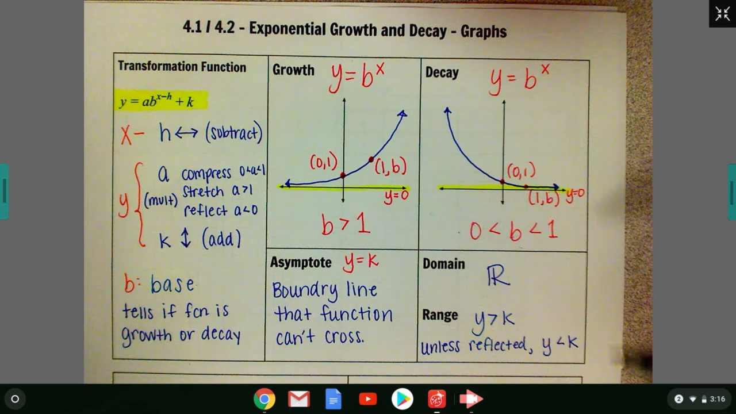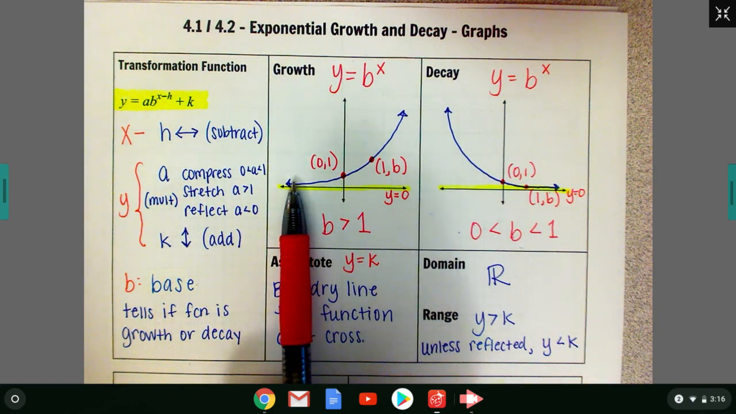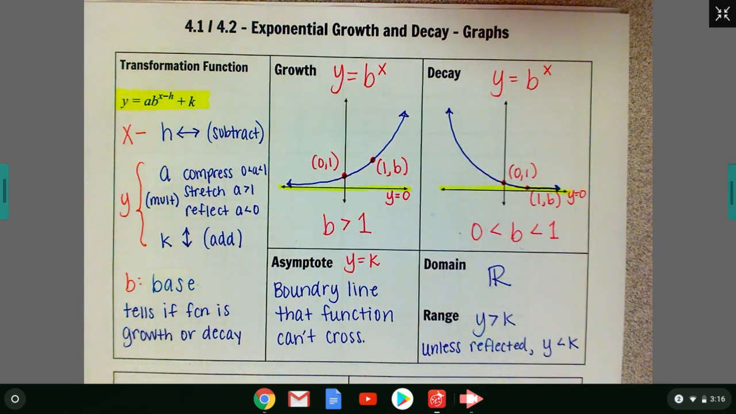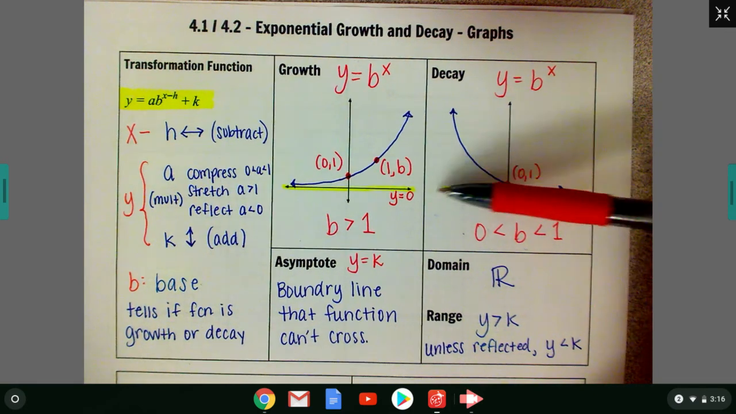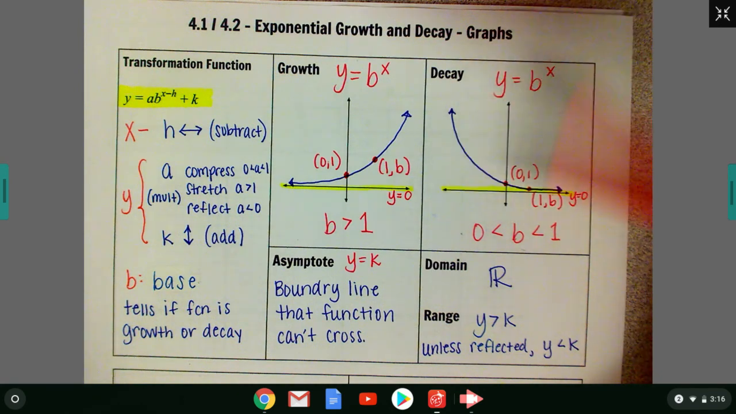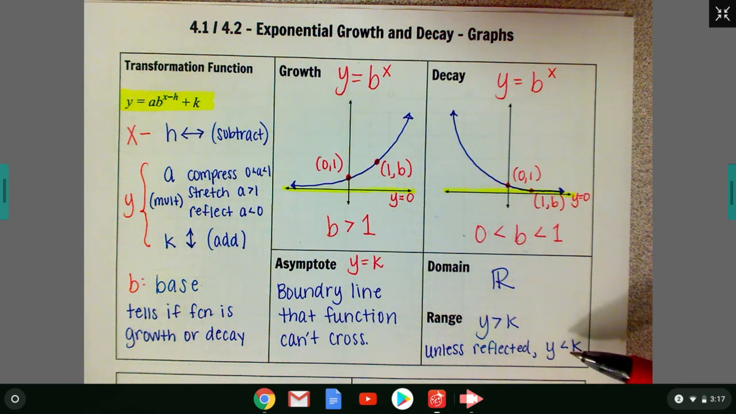The last thing to look at is domain and range. Domain is nice because it's always going to be all reals. Notice it's where the x's can touch, and they touch everything from left to right on each of these equations. And then range is our asymptote line. So knowing, for example, in this decay function that this is the asymptote line and our function can't go below it, basically what we're saying is our function has to stay above it. So y greater than k will be our range. The only case it isn't y greater than k is if it was reflected when a is negative. In that case, it would go below, and then it'd be y less than k.